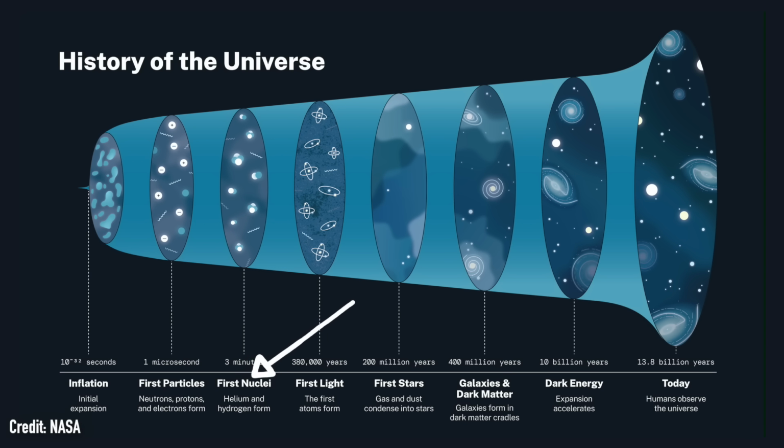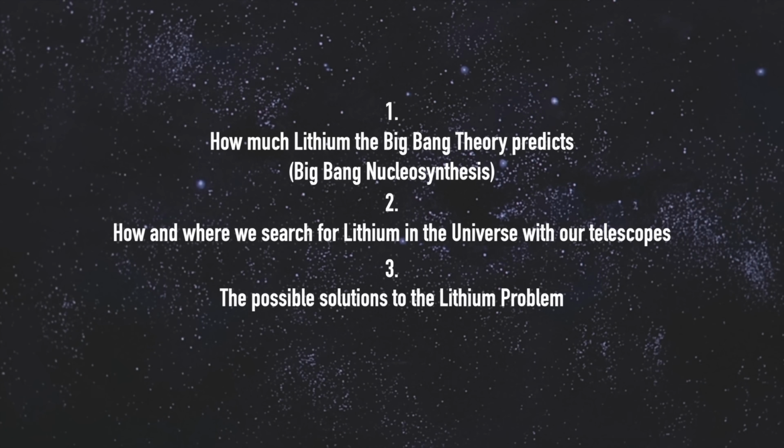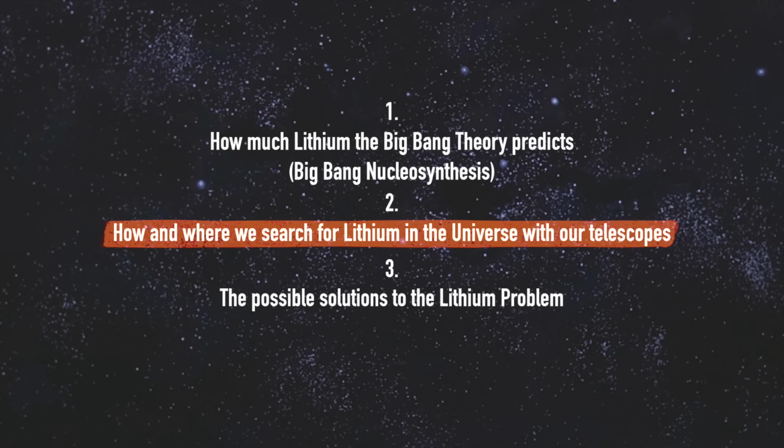These are atoms that eventually go on to make the first stars in the universe a few 100 million years later. But these are just predictions of the theory. How do we know if these predictions are actually right? Which brings me to part 2. How and where do we search for lithium in the universe with our telescopes?